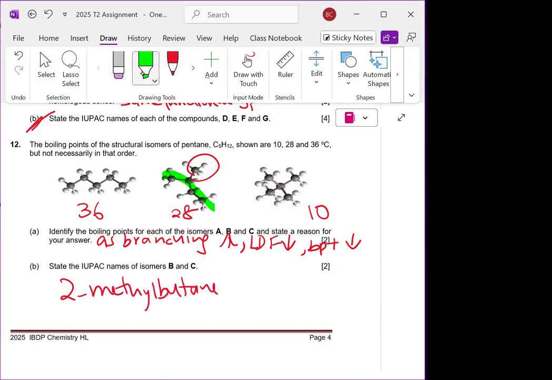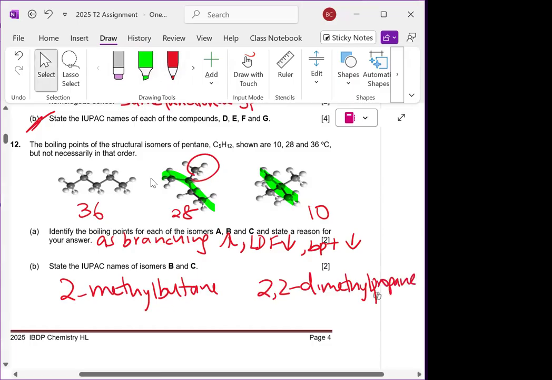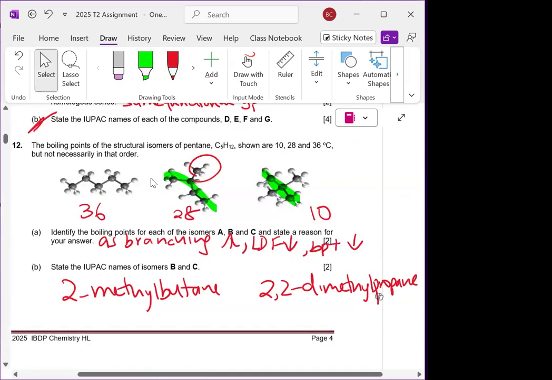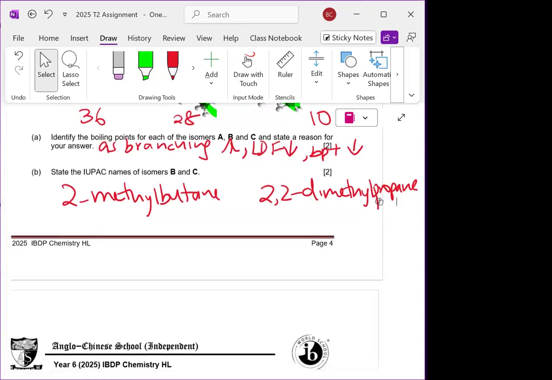If we want to name C, this is the longest chain, 3 carbon. So it's called 2,2-dimethyl propane. Okay, so with that, we finish assignment J1.